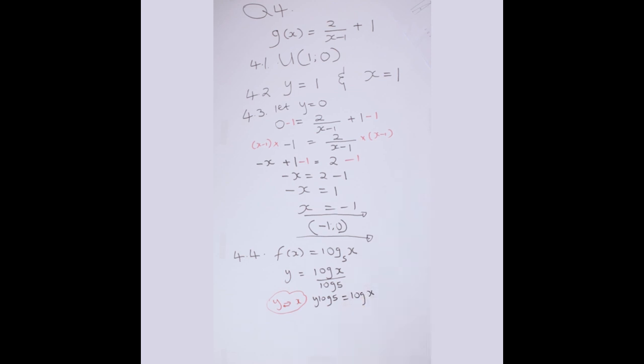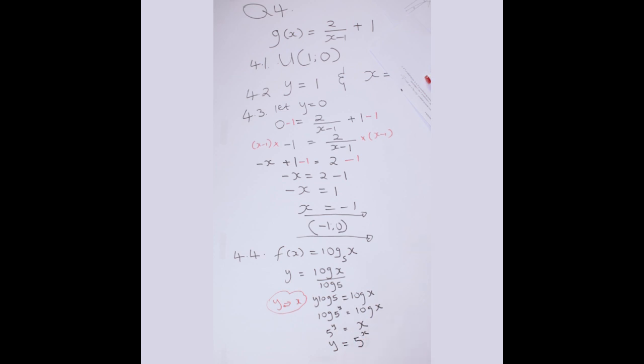And then y log 5 can be rewritten as log 5 to the exponent y, which will be equal to log of x. And now if you look at it, you have log with base 5 on both sides, so you can change it. Then you have 5 to the y equals x. And in this way, you need to write it as y equals something. So your answer therefore will be y equals 5 to the exponent x.